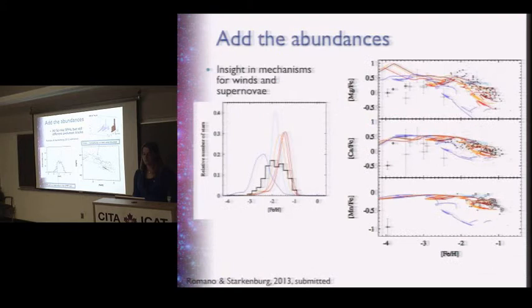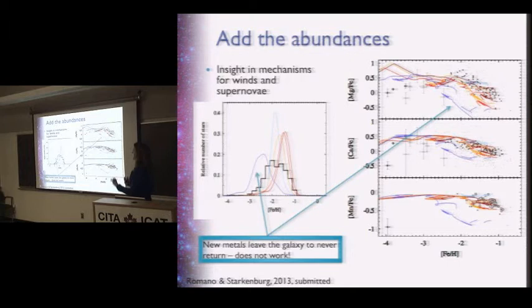A different thing which you can use these models for is to have some insights in mechanisms for winds and supernovae. As I said, there's a lot of data for these galaxies. So we have a lot of abundances, not just magnesium, but also calcium, manganese, and a few other elements as well. And you can try to use all of these to constrain your model.